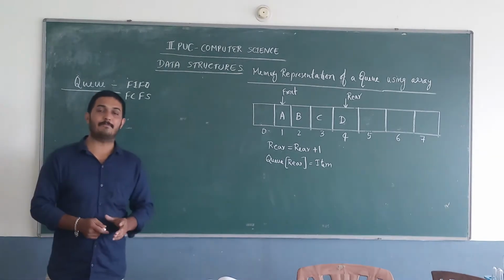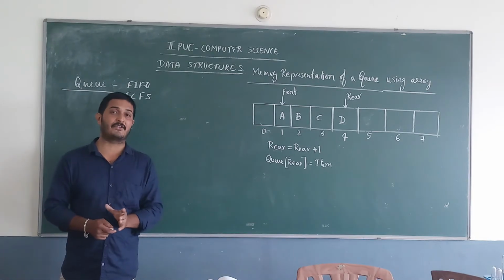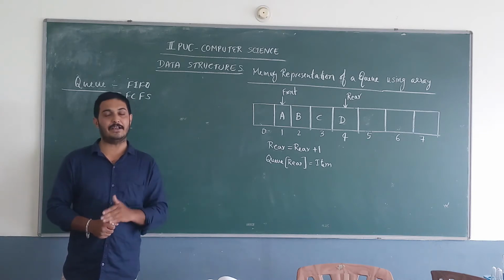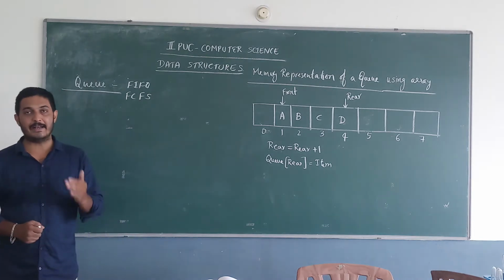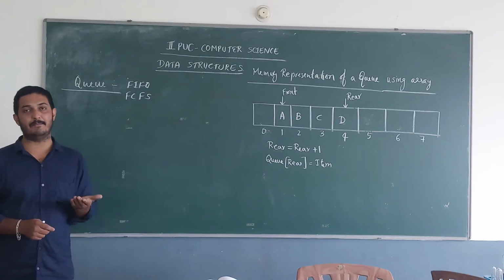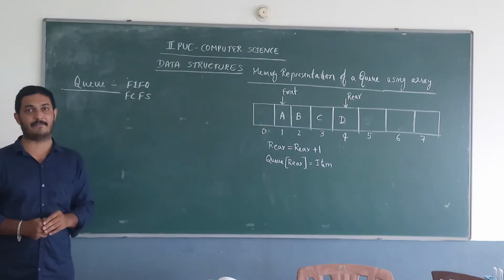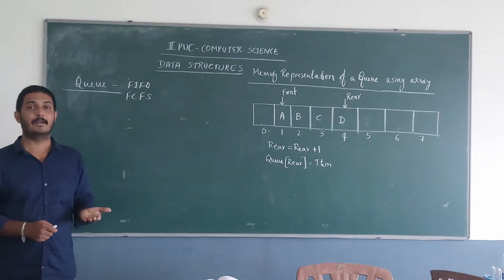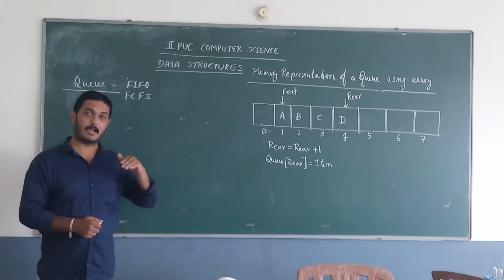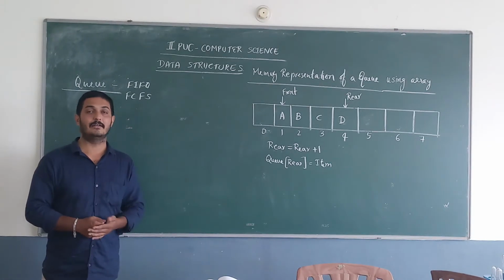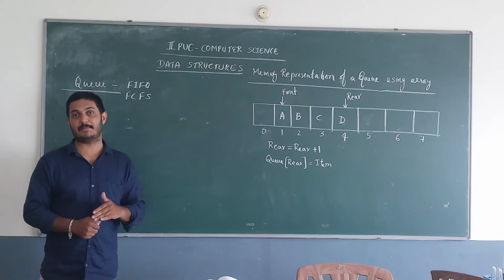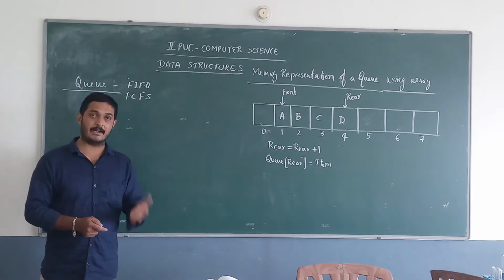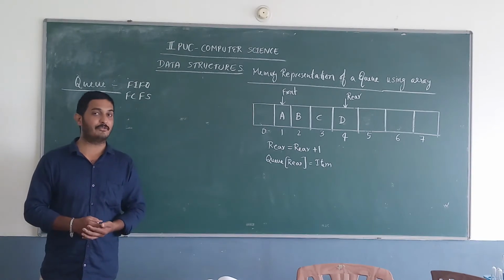So far we know that broadly we can classify two types of operations possible on the Queue data structure. First one is enqueue, second is dequeue. What do you mean by enqueue? Enqueue means we can insert an element, and dequeue means we can delete an element from the front end. In a Queue, insertion takes place in the rear end and deletion takes place in the front end.